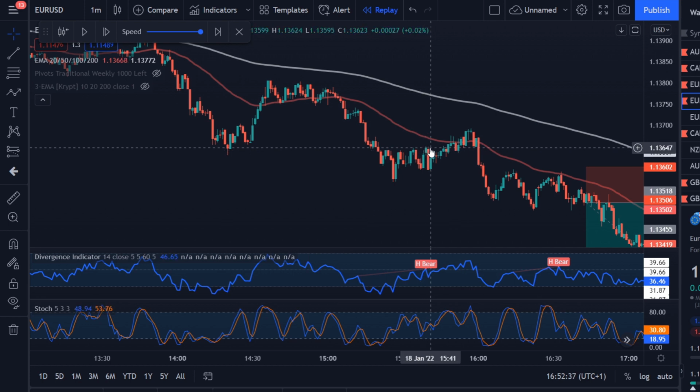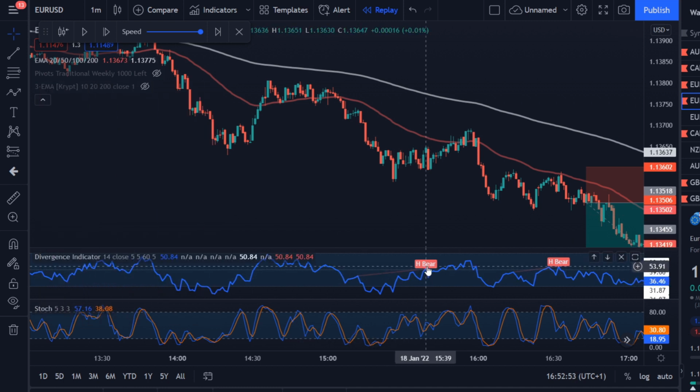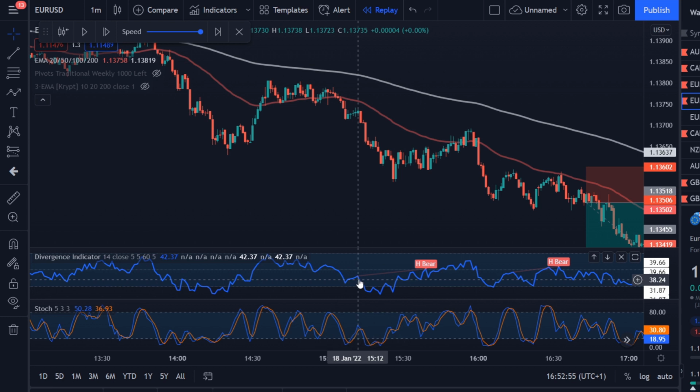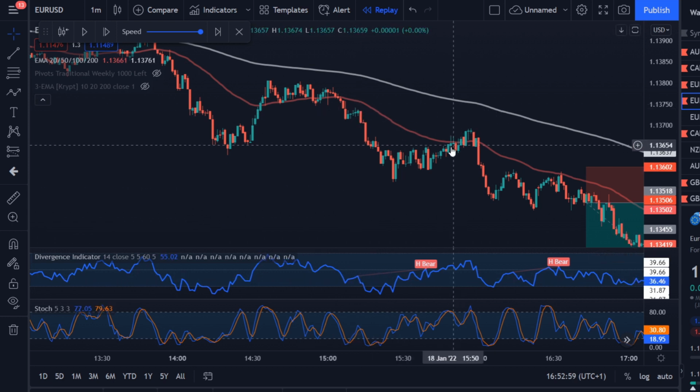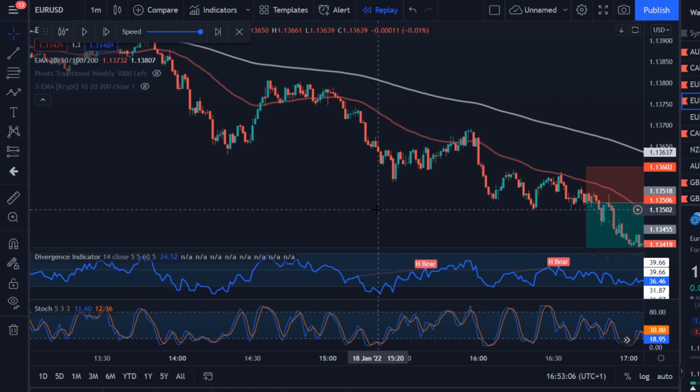For the people that do not know what hidden divergence means, it basically means that we have a high and we have another high over here, but this high is lower than this high, and when we're looking at the indicator we see that this high is higher than this high, right? So yeah, we're talking about divergence.